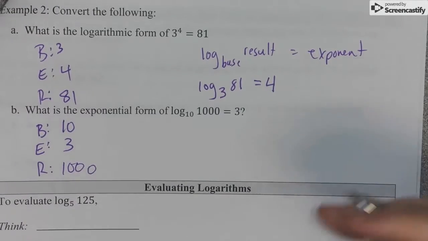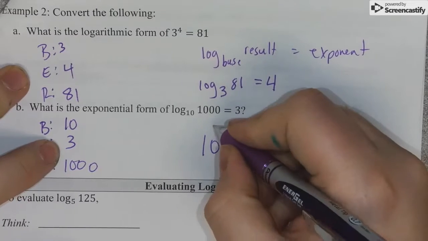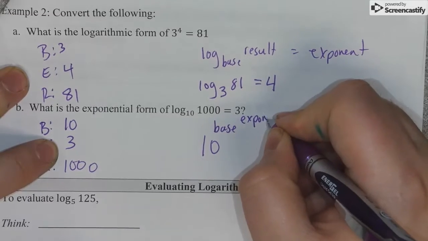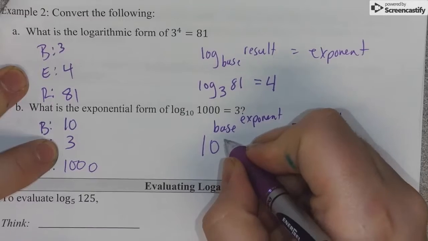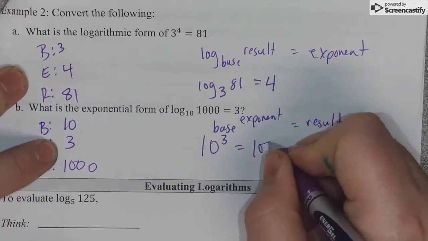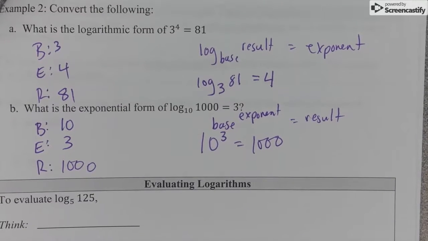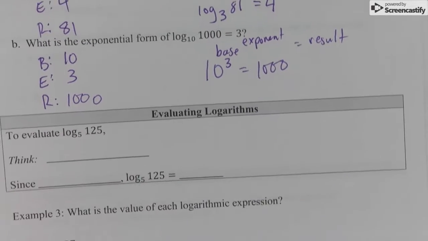So our exponential form is, remember, base to the exponent equals result. So base is 10, our exponent is 3, and our result is 1000. So that's simple. Going back and forth is pretty easy. All you need to do is identify your base, exponent, and result, and then you can go from one form to the other. The interesting part is when you start evaluating these things.